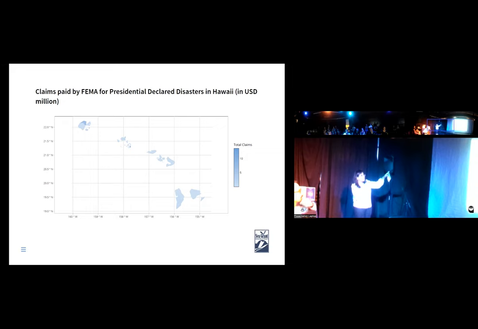So as we can see for the topmost island, I believe that's Kauai, in that particular region it's kind of dark, right? I believe that has to do with the flood from 2018. So the claims paid are kind of high for that region. And also for Oahu, there's one small portion towards the end which is kind of dark. I'm not sure which disaster that is, but that census tract received a huge amount of claims following a natural disaster.